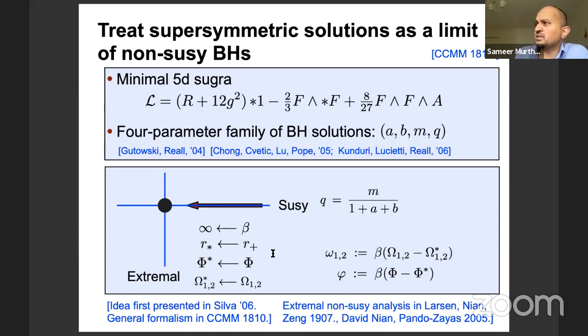I should say that this general idea of how to treat these supersymmetric black holes was first presented in a very nice paper of Pedro Silva. And then in our paper, we discussed a general formalism. There's an infinite number of directions you can take the limit in, and one of them is supersymmetric. So this wasn't spelled out earlier. And then we studied that supersymmetric thermodynamics. This formalism was used later to also study non-supersymmetric black holes.